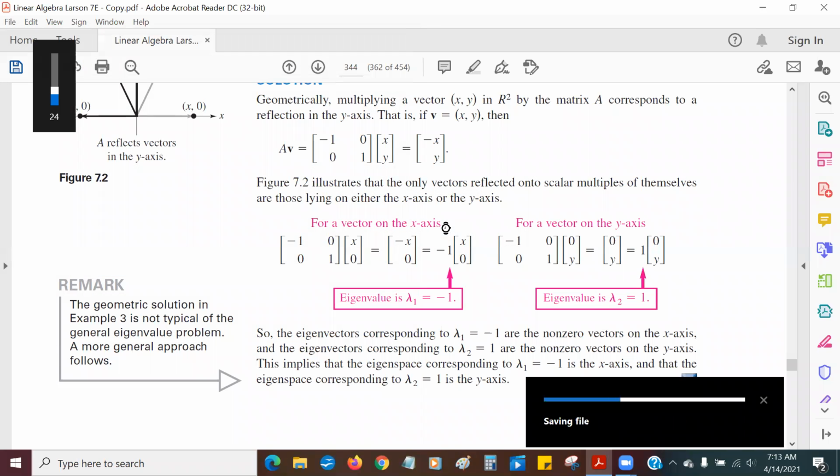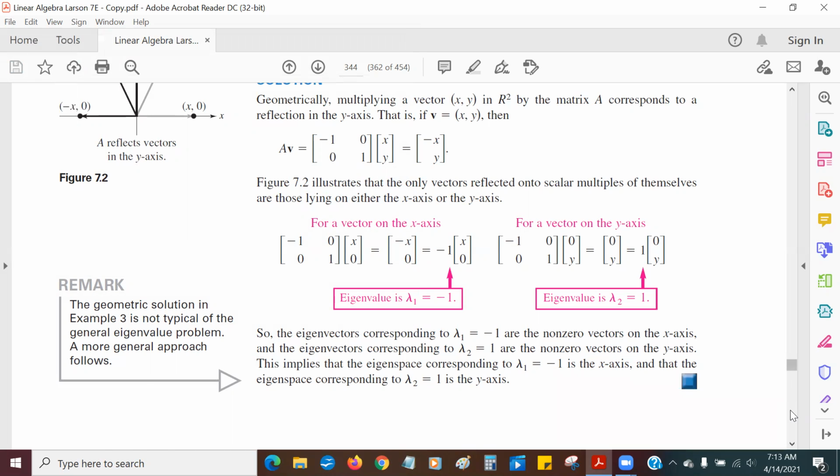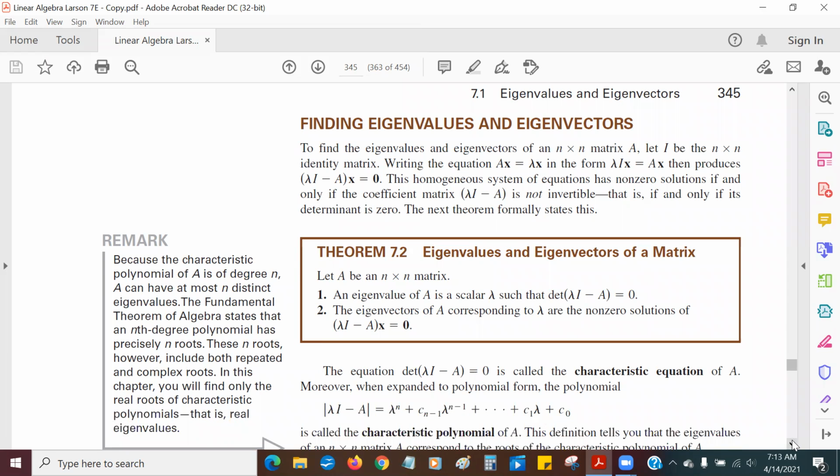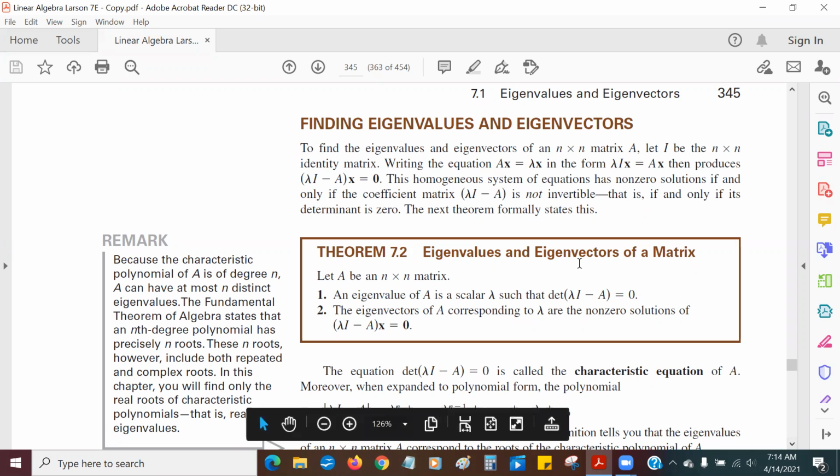Okay, now moving on, let's learn how you can find eigenvalues and eigenvectors when you don't have this beautiful visual, like we showed with one problem where you could do it just visually. What about the other 99.9% of the problems? So let's just look here. This is very important.